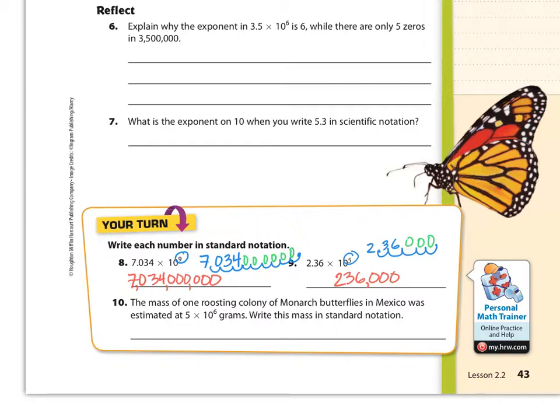And the last one, the mass of one roosting colony of monarch butterflies in Mexico was estimated at 5 times 10 to the 6th grams. Write this mass in standard notation. 5, the decimal goes right after that. 5's in the ones place already, so decimal point goes after that. I'm going to move it over 6 times. Right, zeros go in those blank spots. And I have my number. It is 5 million. And because it gives me a context, I'm going to write the unit grams.